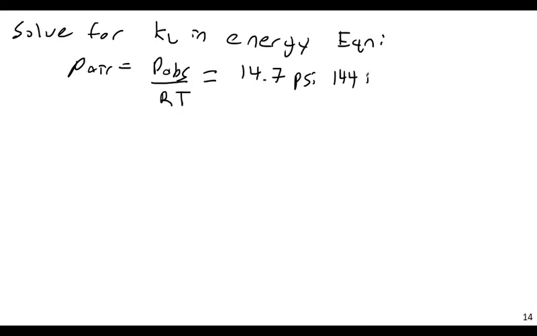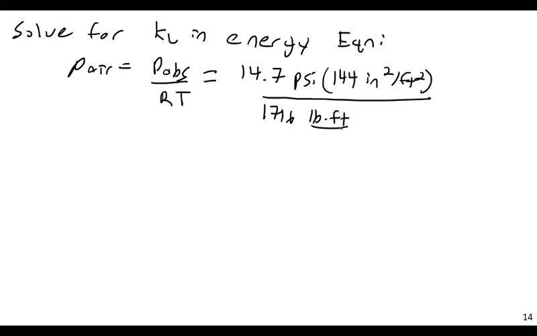Well, I need the actual density of air. So rho air is equal to P absolute divided by RT, our gas constant times the temperature. This is the ideal gas law. 14.7 psi times 144 inches squared per foot squared, then divided by an R of 1716, and this is a lovely unit here, pound foot per slug Rankine.